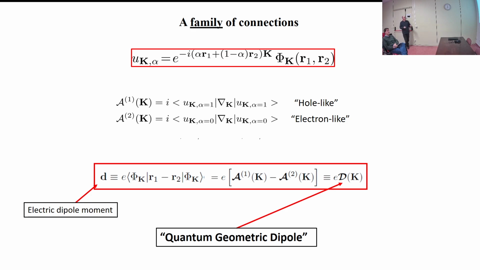Okay. So as I said, this is something that's very physical. This difference here is a gauge invariant quantity. Because it comes from this quantum geometric way of thinking about things, we decided to give it its own name. So we call it this quantum geometric dipole.